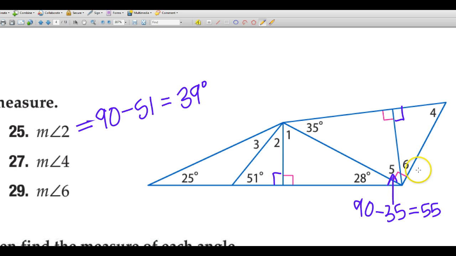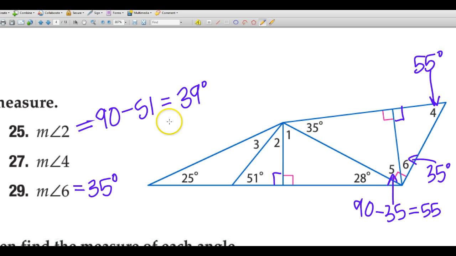So to find the measure of angle 6, since these two angles are complementary, because we have a right angle, they must add up to 90. So we would subtract 55 from 90, and we're back to 35. So the measure of angle 6 is 35 degrees. And once again, a right triangle, these two angles are complementary, so we subtract 35 from 90, and we're back to 55 for the measure of angle 4.